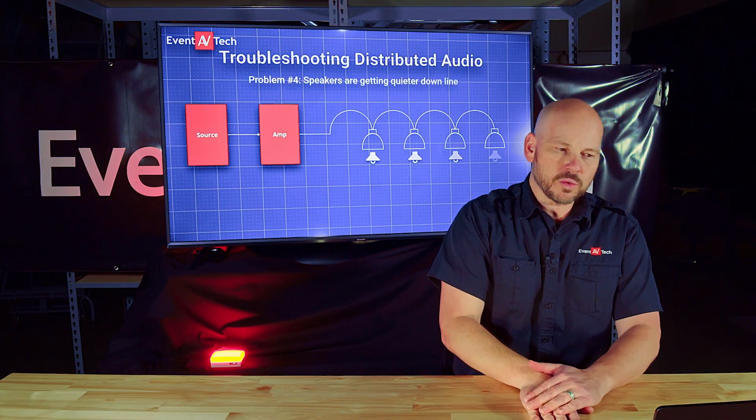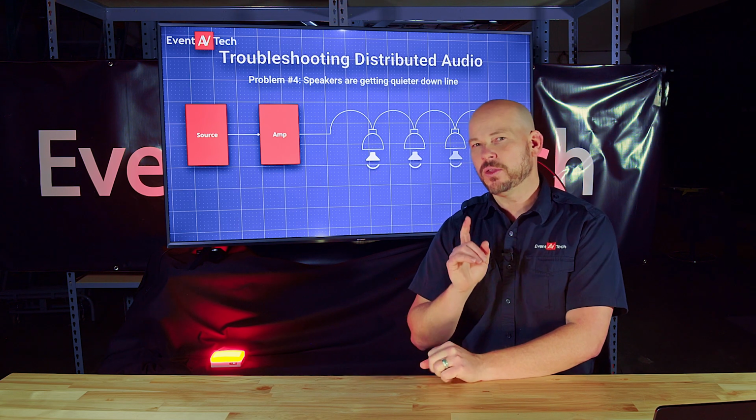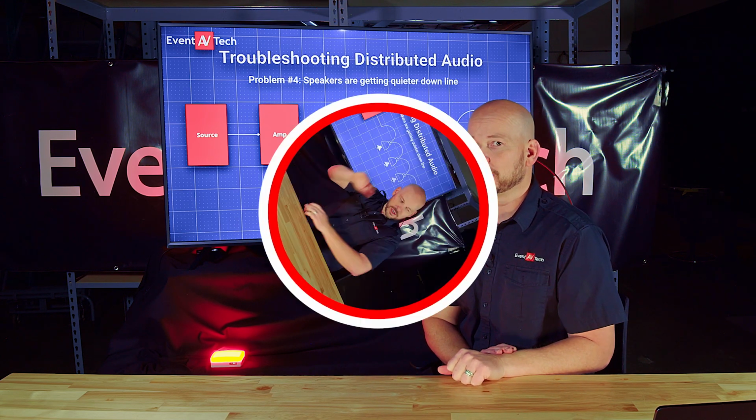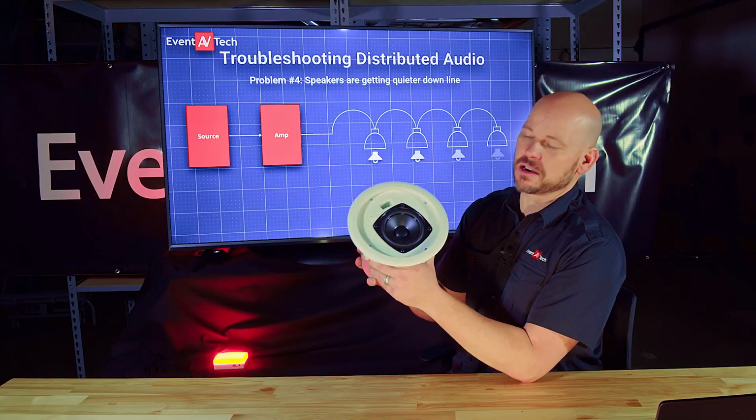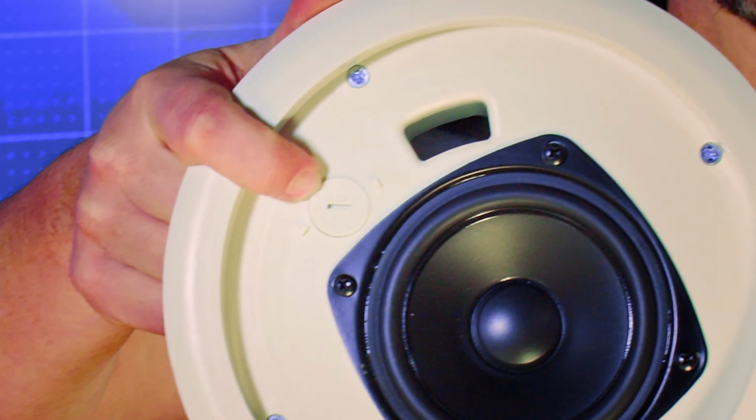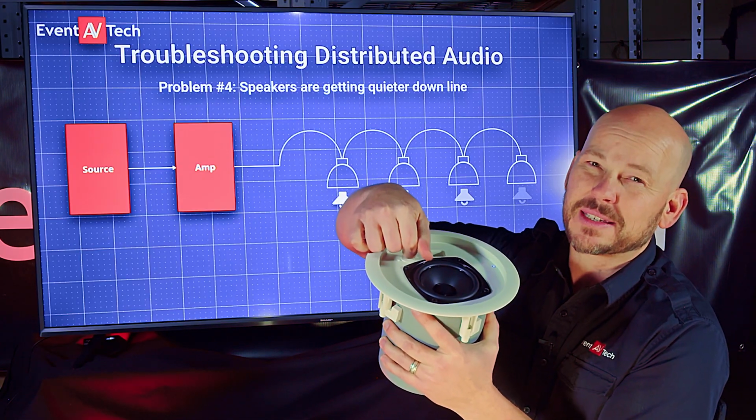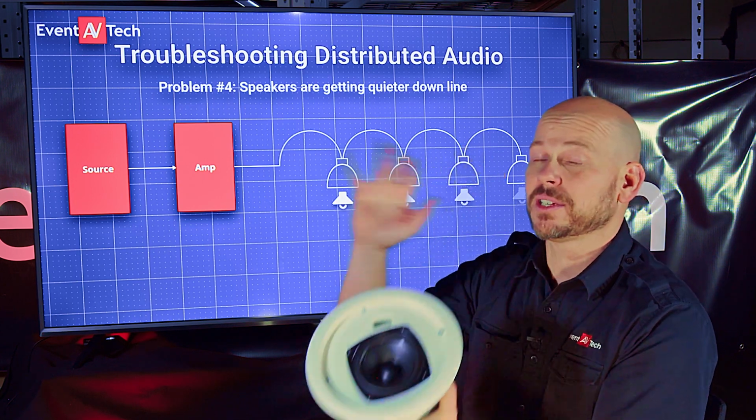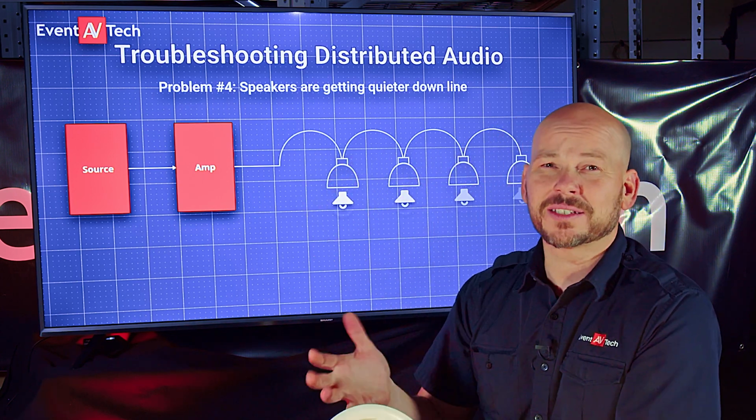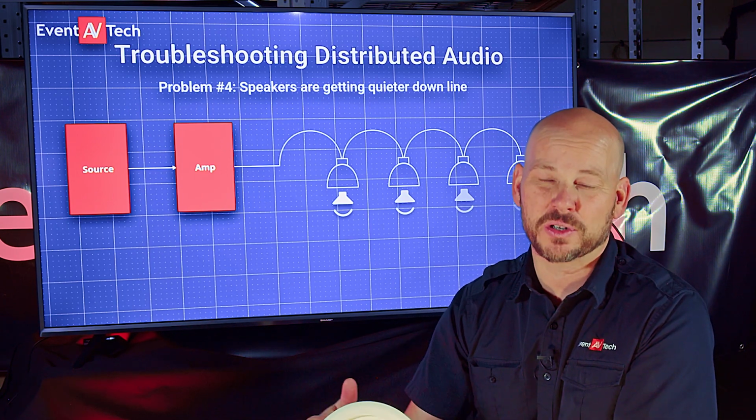All right, our next one is when speakers are getting quieter down the line. And now this is when we need to talk about tapping. We have a speaker. This is a typical example of a distributed audio speaker. This is an in-ceiling speaker. And on this speaker, there is a tap right here. When we're talking about tapping speakers, this needs to be set to the correct setting in order for your system to work down the line. Now, a systems engineer should be the one that advises you on what setting you should tap your speaker to.